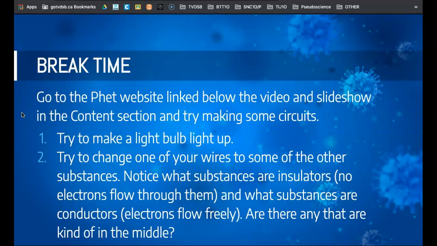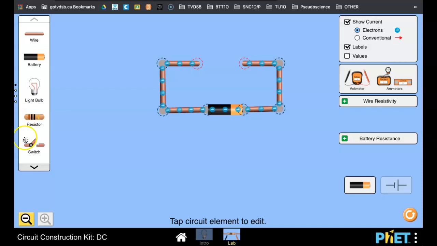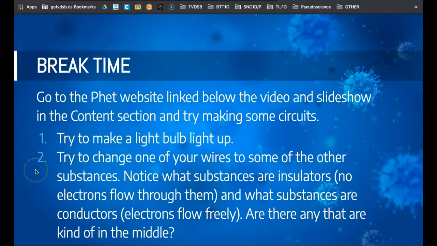And then you were supposed to try switching out some of the wires for different substances. So you had things like, for example, if I go back, instead of a wire, you could have put in an eraser or a paperclip or a dollar bill. Now the question is, what did you notice were insulators and what did you notice were conductors?